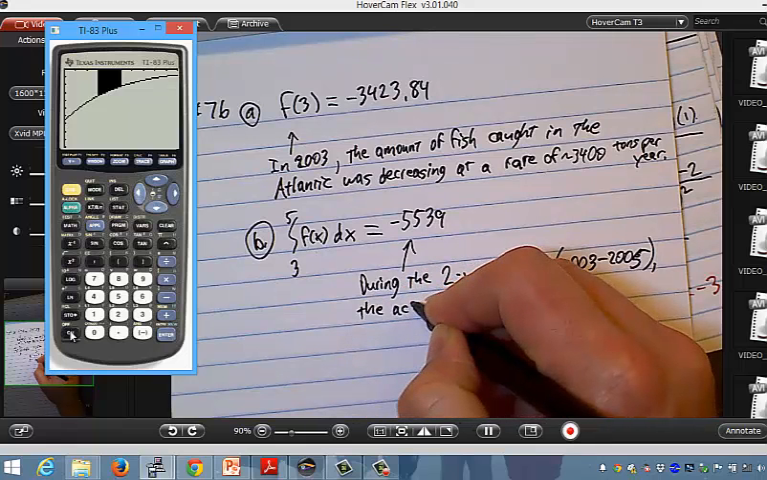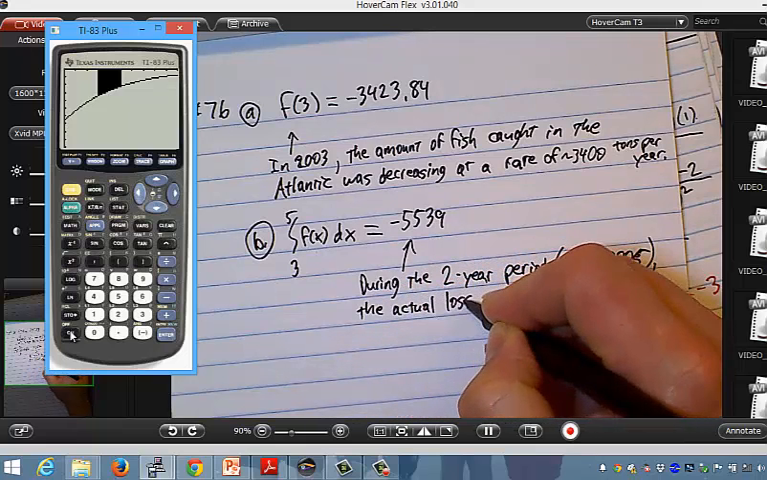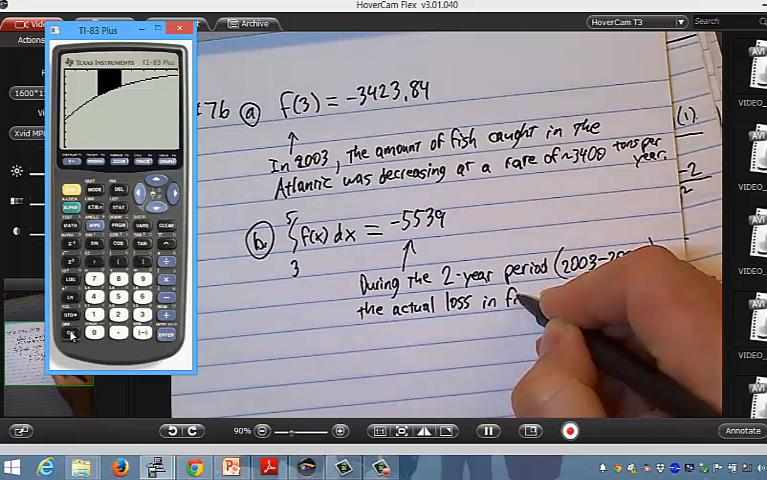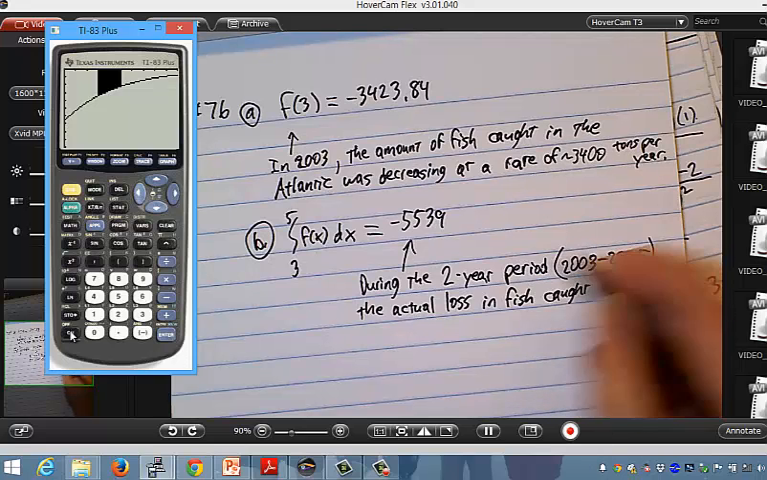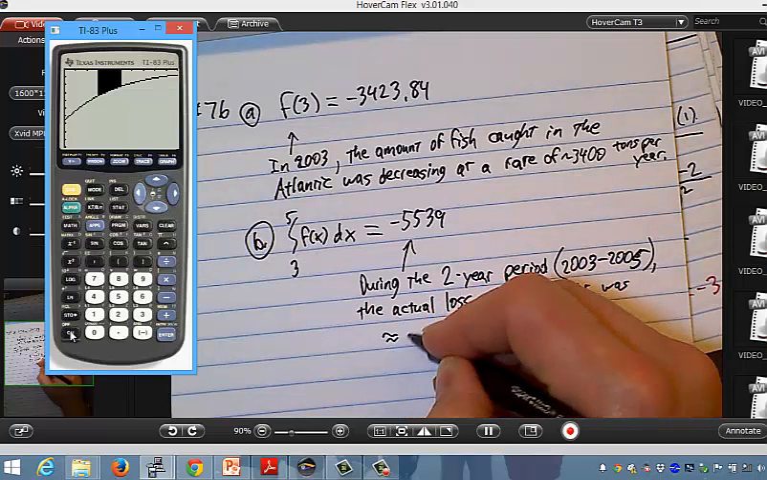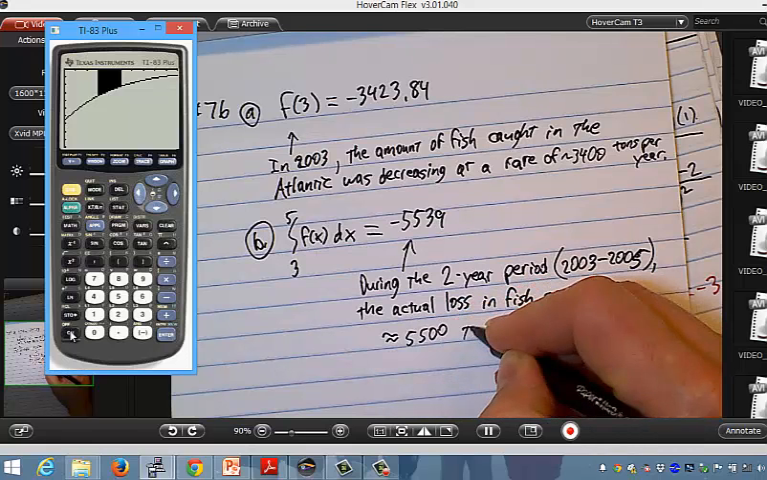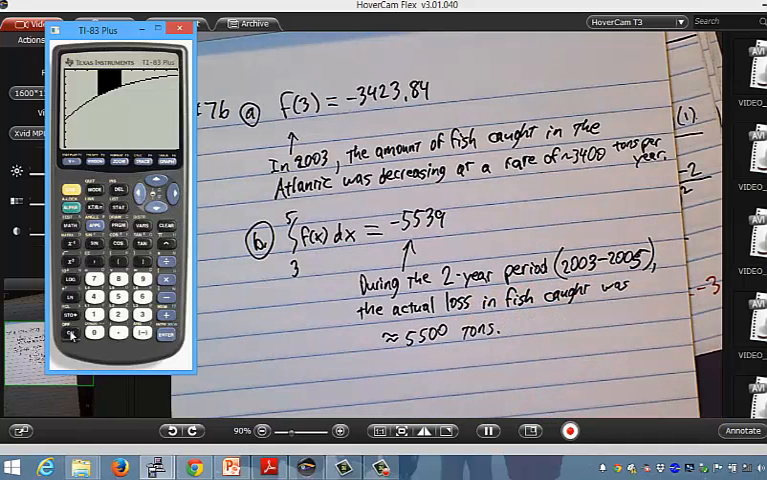The actual loss in fish caught was approximately 5,500 tons. Now why? Why was it 5,500 tons? Well, because what happened was, remember right here, this is the rate of 3,400. But by the time you got to 2005, we weren't losing so many fish anymore.